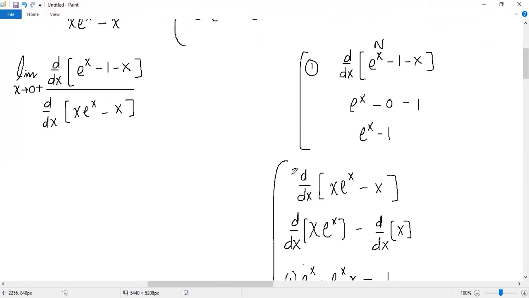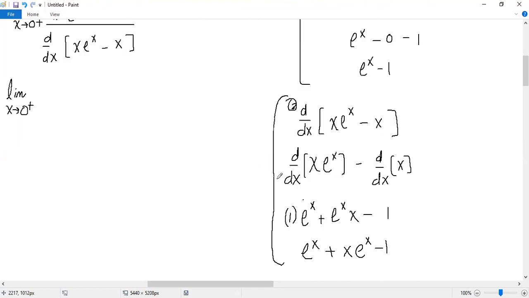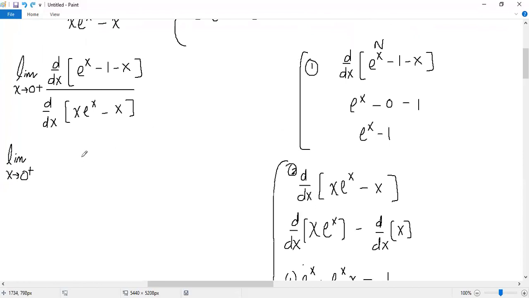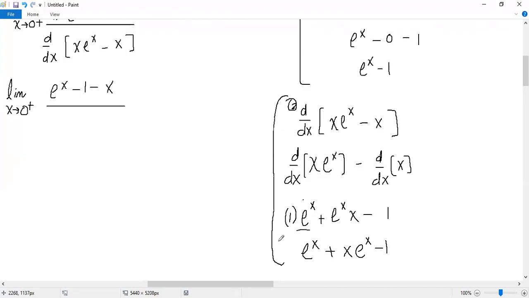So I'm going to come back here. I'm going to say this is the limit as x approaches 0 from the right. And I'm going to put my numerator on the top. I'm going to say this is e to the x minus 1 minus x over, and then I'm going to take e to the x plus x e to the x minus 1 and put it on the bottom. So I'll have e to the x plus x e to the x minus 1.